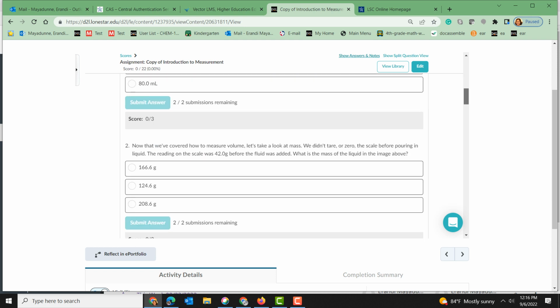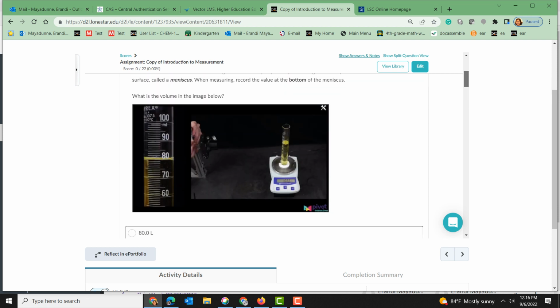And then I'm going down. Now that we covered how to measure the volume, let's take a look at the mass. Reading tared to 0, pouring the liquid. The reading on the scale was 42 before it was added. Now it's 166.6. So what is the mass of water?